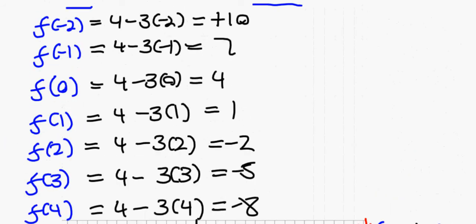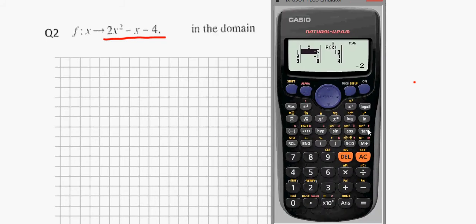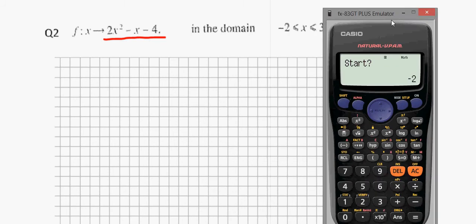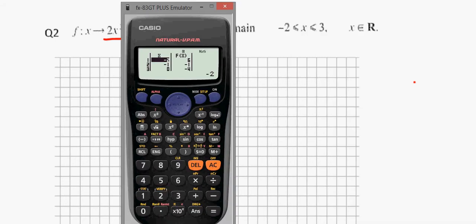Okay. So on our next graph, we're going to be drawing a quadratic equation. I know it's a quadratic equation because it has an x squared in it. The first thing we're going to do is exactly what we did last time. We're going to go to the calculator and put in our new formula. So what we're going to get here is 2 bracket x squared minus x minus 4. The start is going to be minus 2 and the end is going to be 3. Step is 1. And once again, we're just going to take down all these points to the side before we begin.